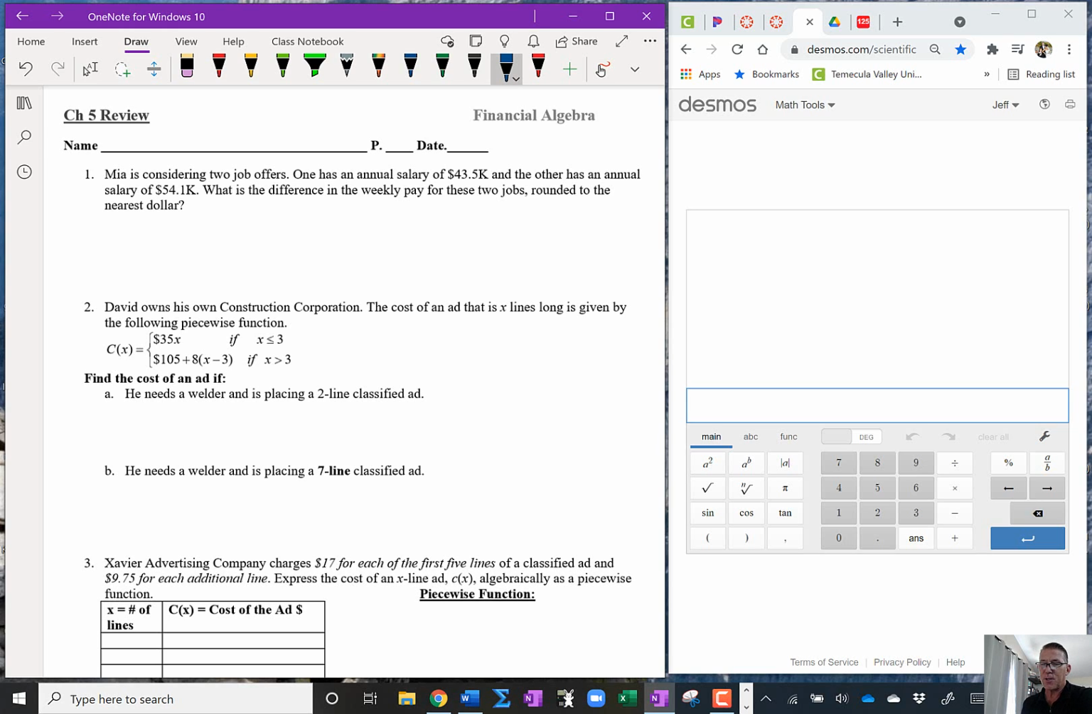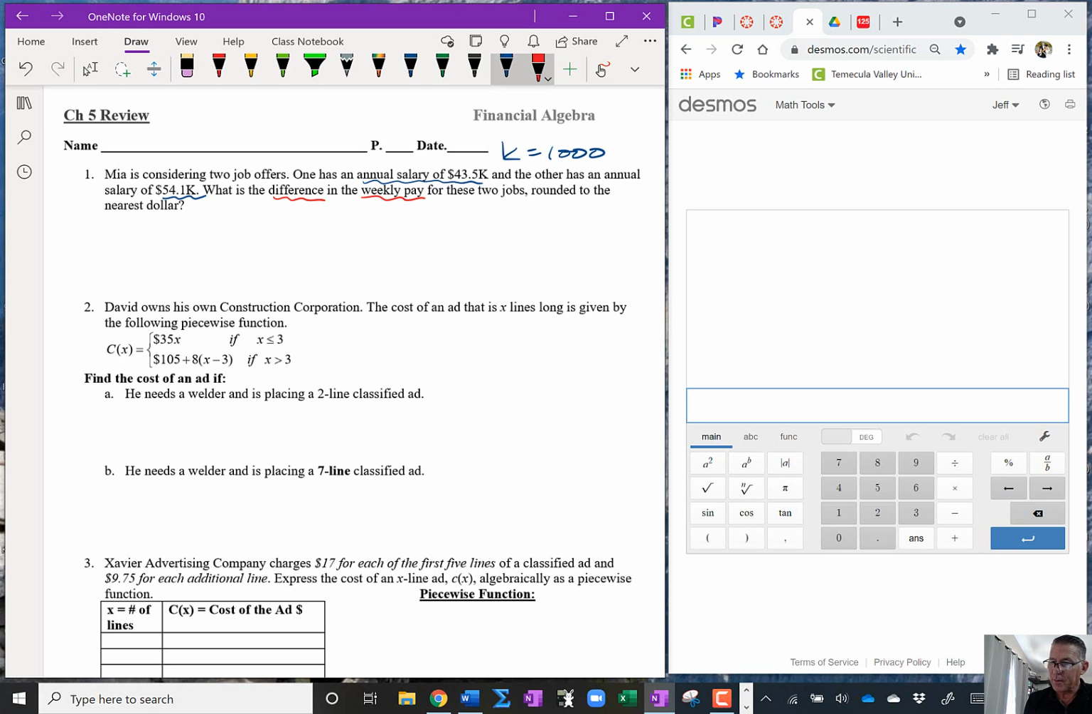Mia is considering two job offers. One has an annual salary, okay, it's annual here, 43.5K. So that's 43.5 thousand. K is equal to 1,000, so you multiply by 1,000, and that just shifts the decimal place when you convert it to dollars. The other annual salary is 54.1K. What's the difference? Okay, keyword difference here, in weekly pay. So we're going to have to go from annual to weekly. We have a couple things to do, so let's get started here.